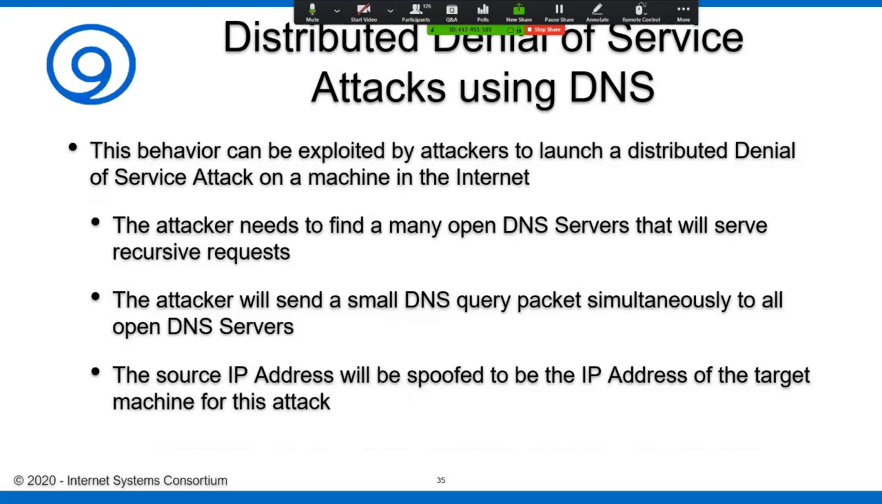Distributed attacks, behavior can be exploited again by launching a query for a simple A record against a bunch of open DNS servers. You send the source address as the target of your attack. All of those open recursive servers send even a very small packet back to the spoofed source address, and the good guy, the victim, is overwhelmed because of the amount of incoming traffic.